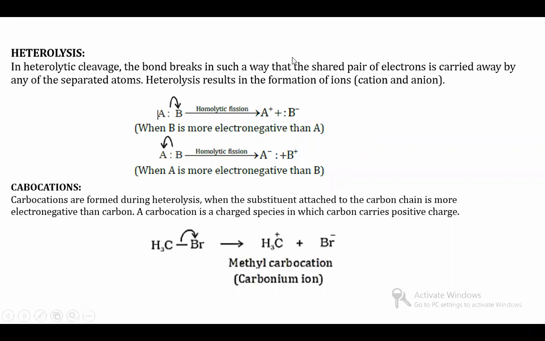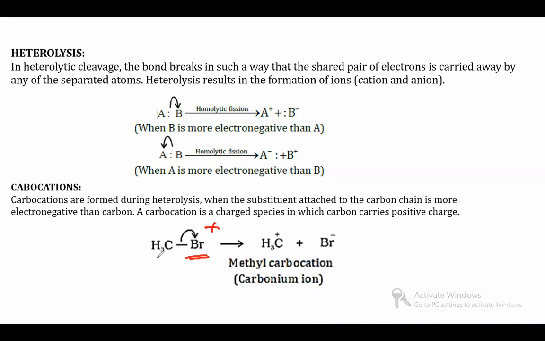An example, CH3Br, methyl bromide. In the case of methyl bromide, carbon is attached to three hydrogens, CH3. One of the hydrogens is replaced by Br, and bromine belongs to group 17, and group 17 elements are more electronegative than carbon. Okay, then what does it form?